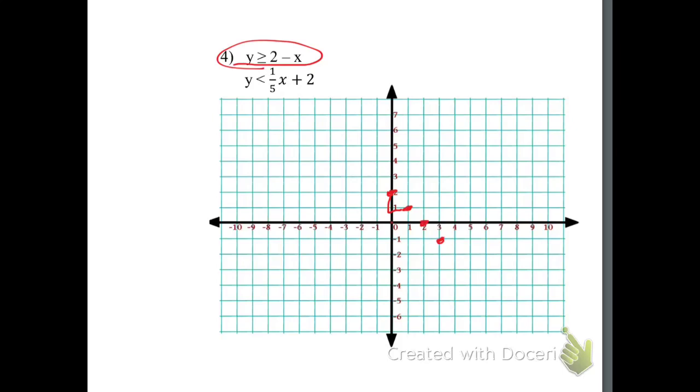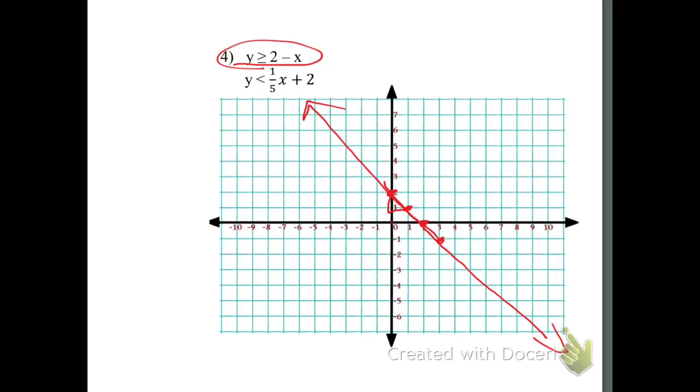Okay, and then you're going to draw a line and look closely at your inequality symbol. That one is greater than or equal to. When you have the or equal to part, you're going to make a solid line. So your line should go right through, and it's going to be solid like that.